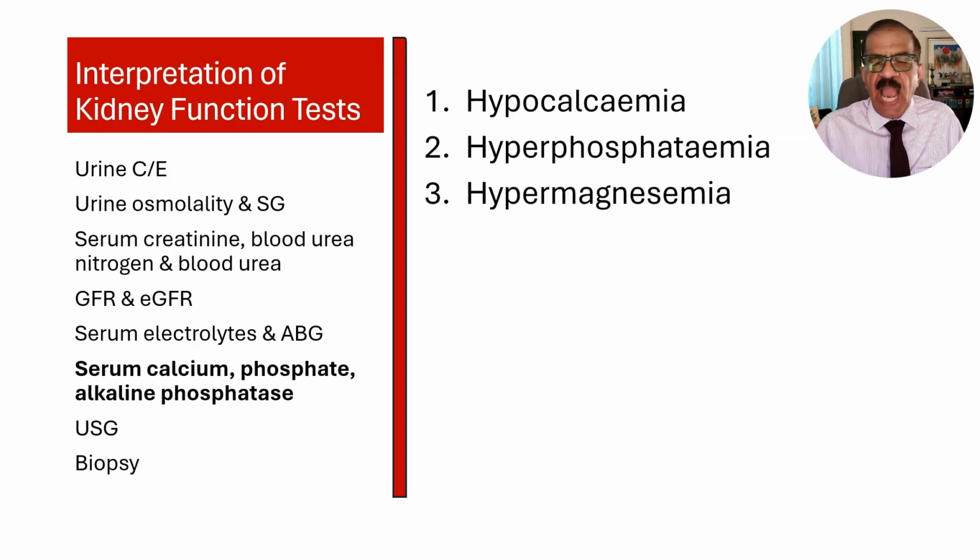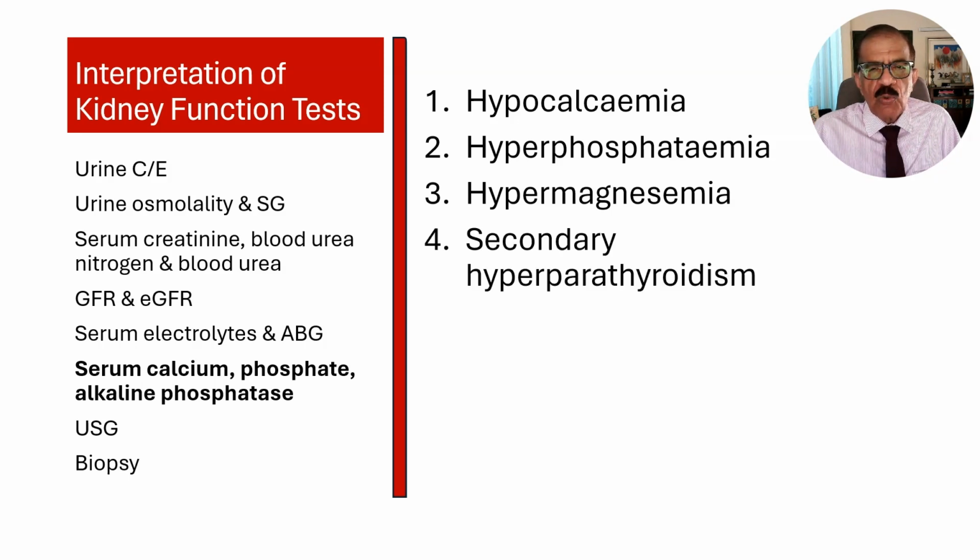And there may be hypermagnesemia. Magnesium is also an ion which is excreted by the kidneys, and if kidney functions are down, magnesium level is also up. Now magnesium is very relevant because it could precipitate secondary hyperparathyroidism. In the presence of hyperphosphatemia and hypocalcemia, hypermagnesemia would cause secondary hyperparathyroidism. This secondary hyperparathyroidism can cause further kidney damage. So many therapies are actually focused on or targeted on correcting this secondary hyperparathyroidism.